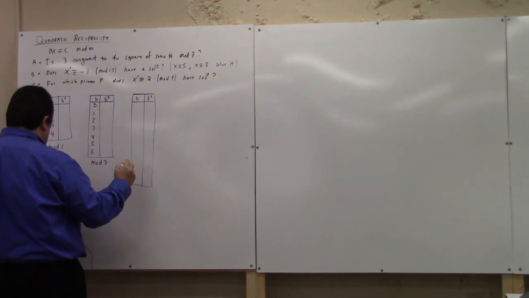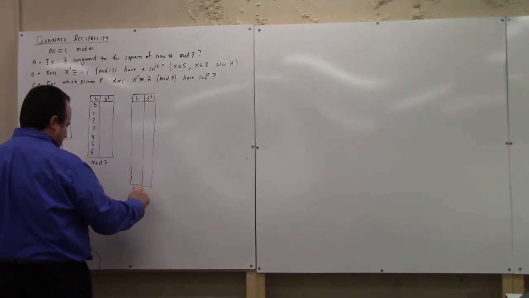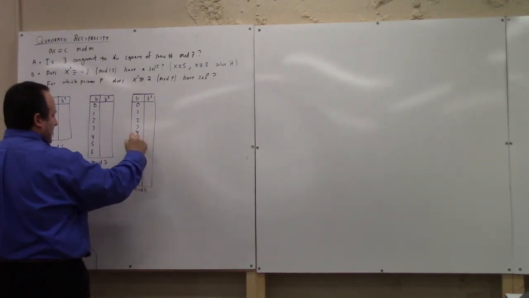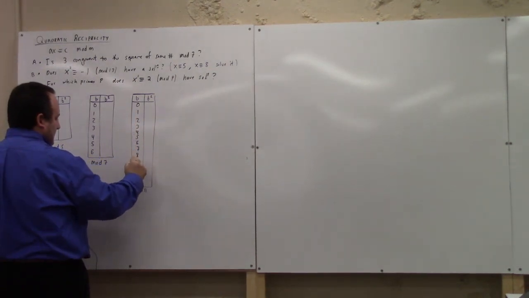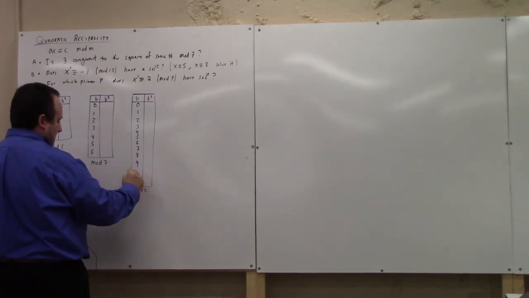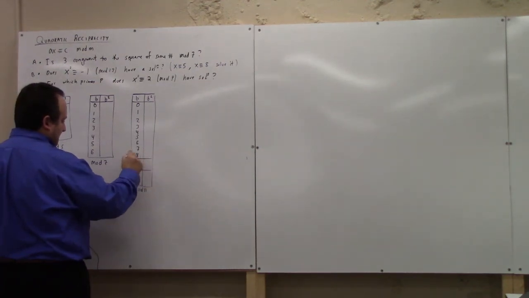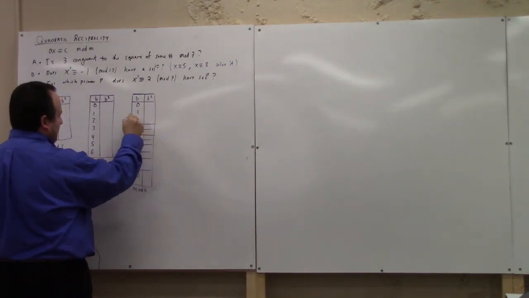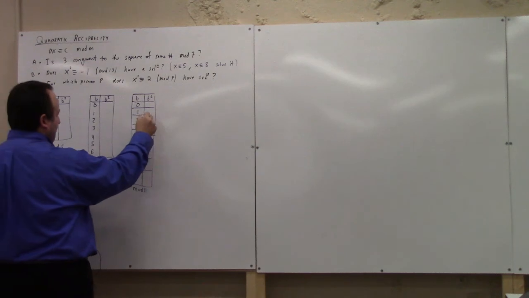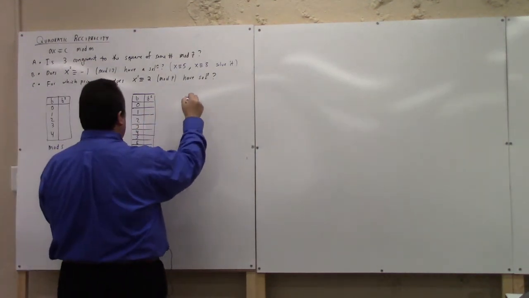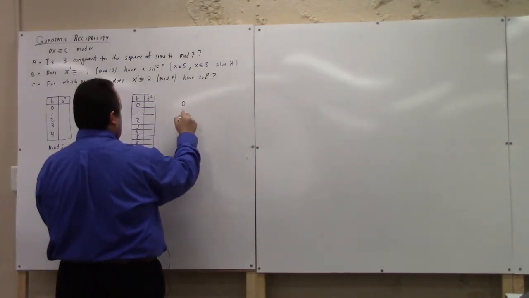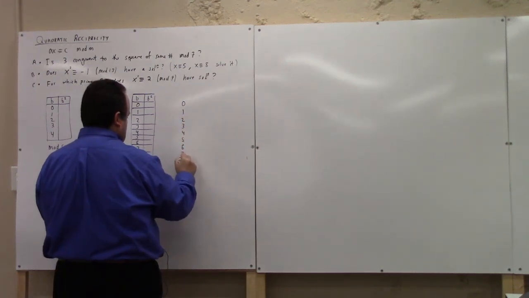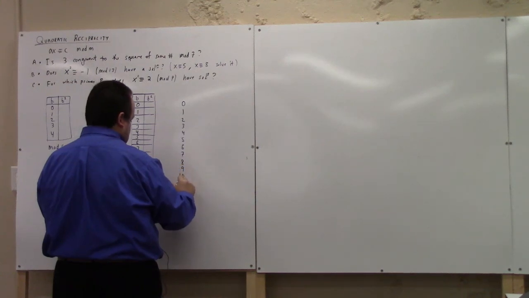Okay, so what did I say? Mod 11. Oh, no, the cough. 0, 1, 2, 3, 4, 5, 6, 7, 8, 9, 10. Should have spaced those out better. Oh well. And mod 13: 0, 1, 2, 3, 4, 5, 6, 7, 8, 9, 10, 11, 12.